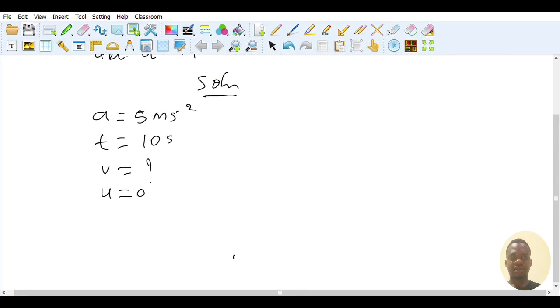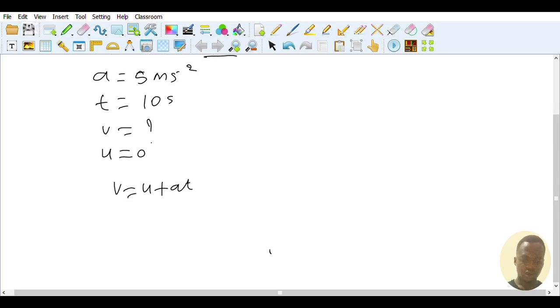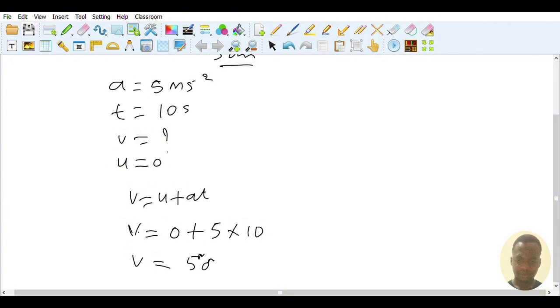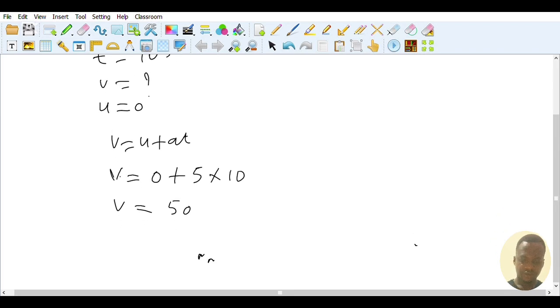So look at these parameters. Which of those 4 formulas connect them? Of course, you can see that it is V is equal to U plus AT. We have all of them there except one. So V is U, which is 0, plus A, which is 5, times T, which is 10. So V is equal to 5 times 10, which gives you 50 meters per second. So the answer is 50 meters per second.